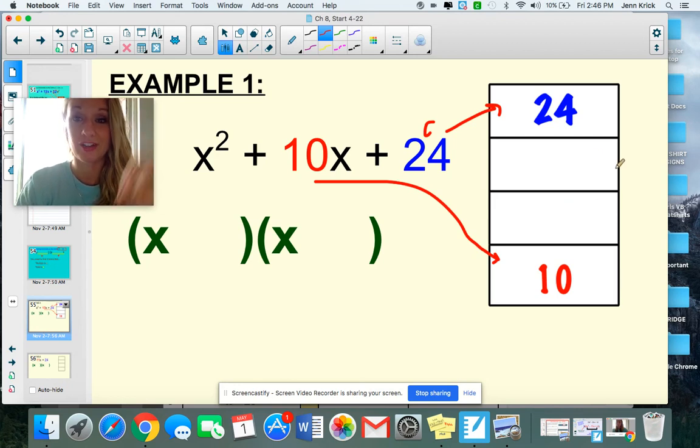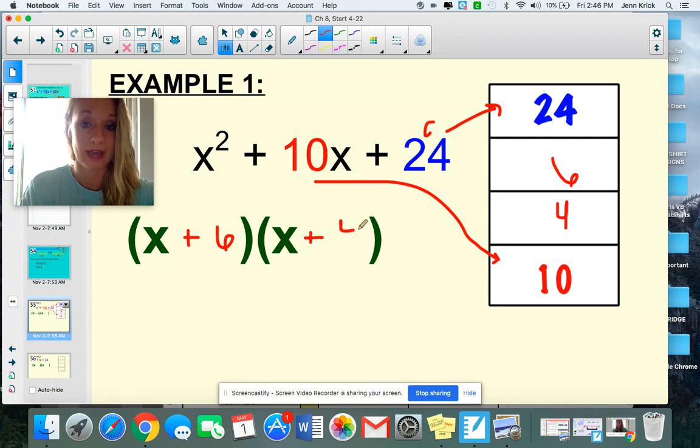And hopefully in your head, you are saying 6 and 4, because 6 times 4 gets me to 24. 6 plus 4 is equal to 10. So I've got x plus 6 and x plus 4 because they're both positive. It doesn't matter which order you put it in because multiplication is commutative.